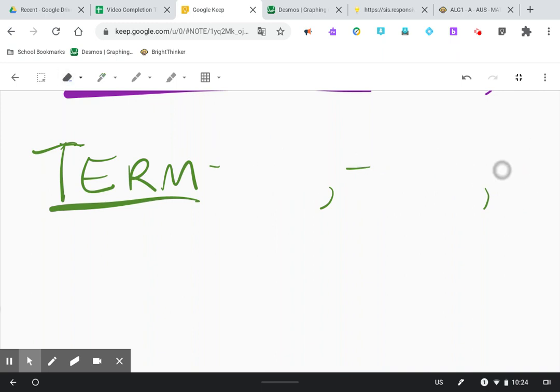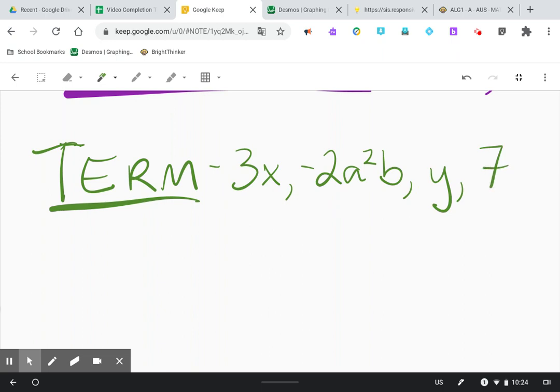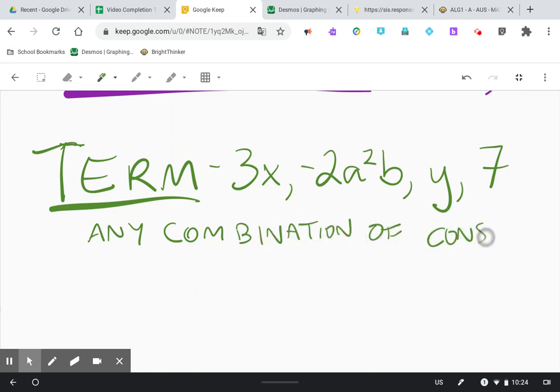So it'll be like 3x, negative 2a squared b, just plain y, just plain 7. Those are all terms. Any combination of constants and variables. That's a term.